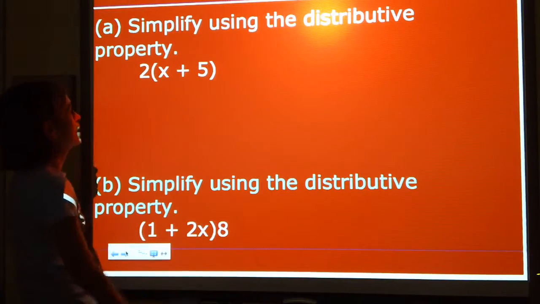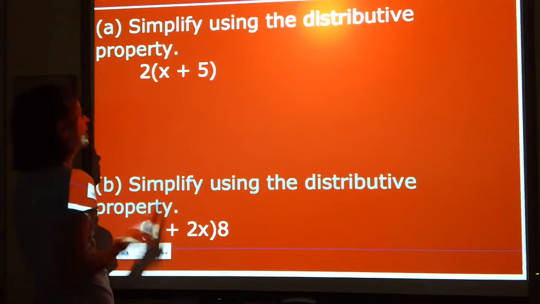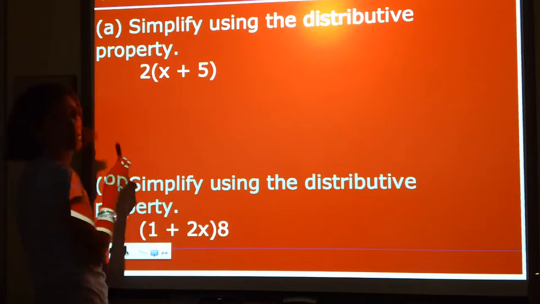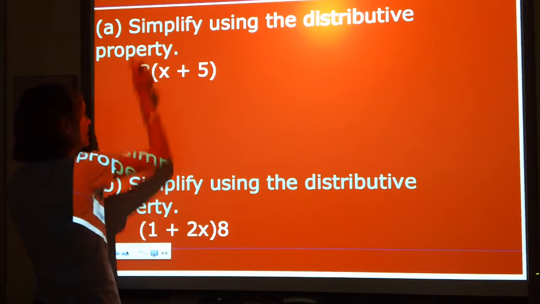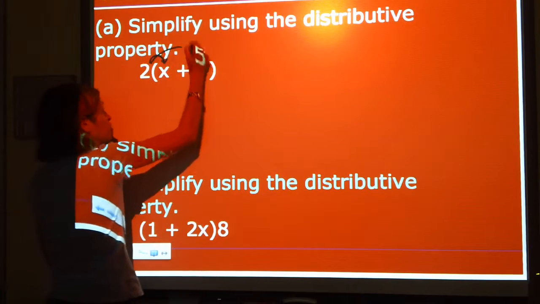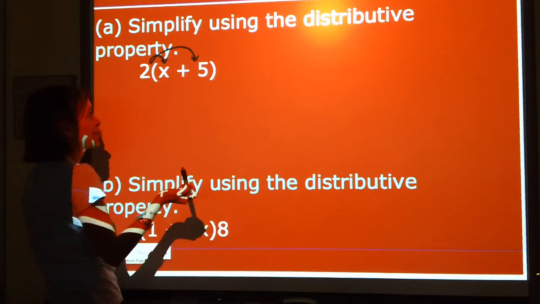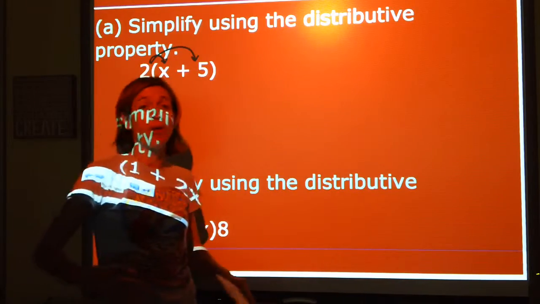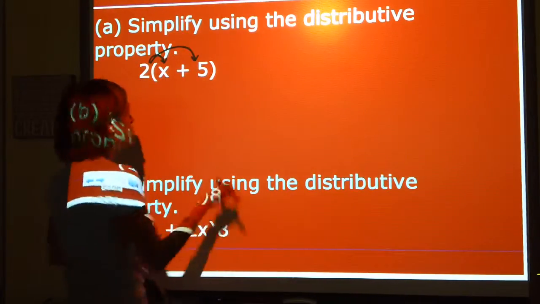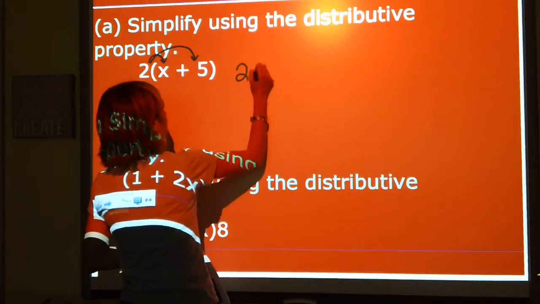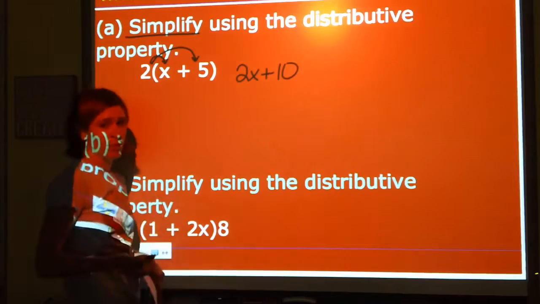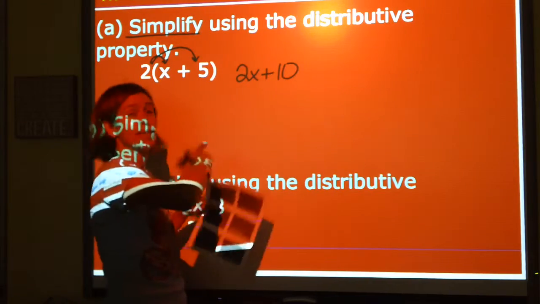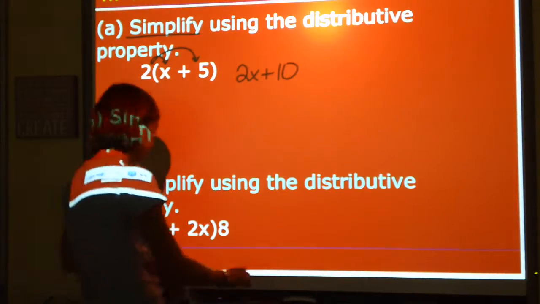So here's our first example. Very, very basic. It says simplify using the distributive property. So we have 2(x + 5). So that 2 has to get distributed to everything within the parentheses. And I want you to think distributive property, just multiply it. So this would give me then 2x + 10. Okay, the directions would say simplify. We're going to talk about how we use this when we solve equations later on.